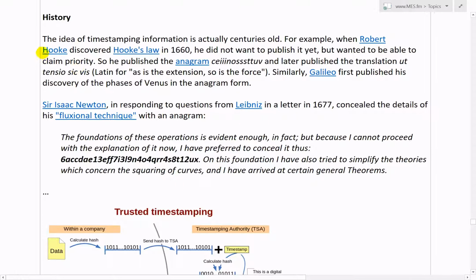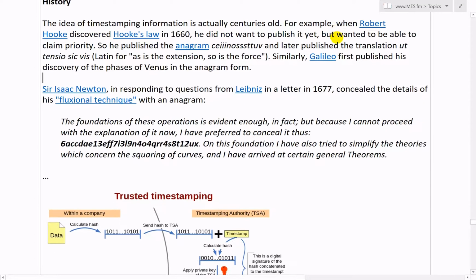For example, when Robert Hooke discovered Hooke's law in 1660, he did not want to publish it yet, but wanted to be able to claim priority, so he published the anagram CEIINOSSSTTUV, and later published the translation, Latin for as the extension, so the force. Similarly, I believe he just put a timestamp there, saying he'd do it later. And similarly, Galileo first published his discovery of the phases of Venus in anagram form.